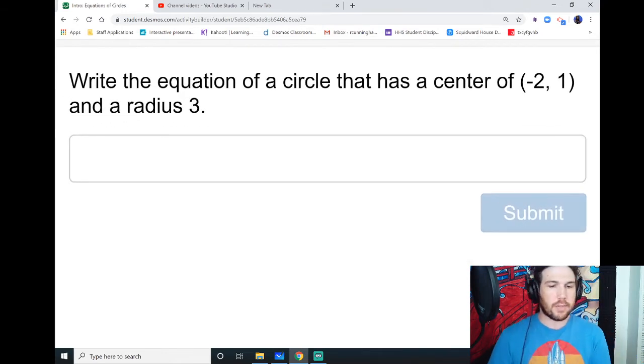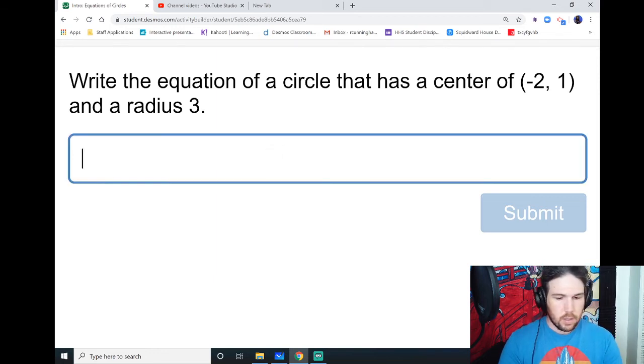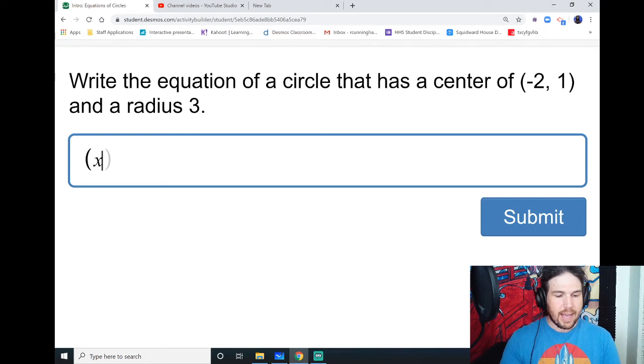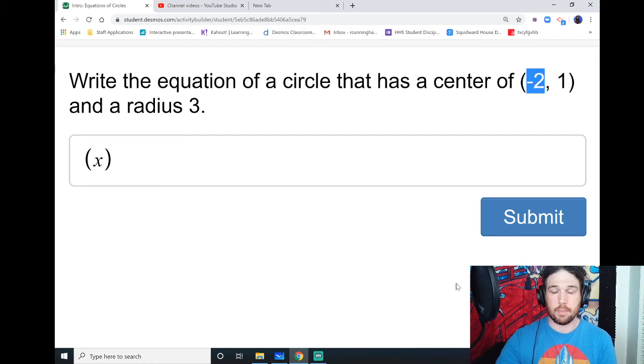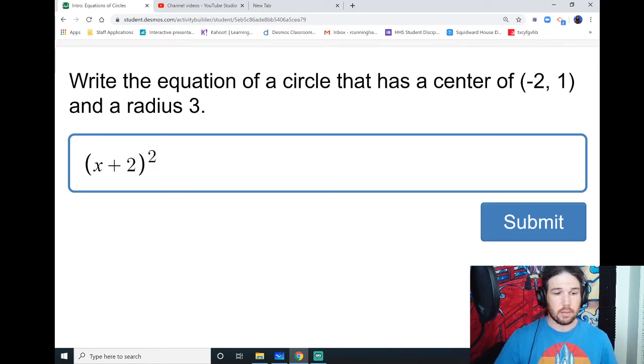Write the equation of a circle that has a center of -2, 1, and a radius of 3. Okay. So it's going to be x minus h, but h is -2, right? So it's going to be x minus -2, which is the same thing as x plus 2 squared.